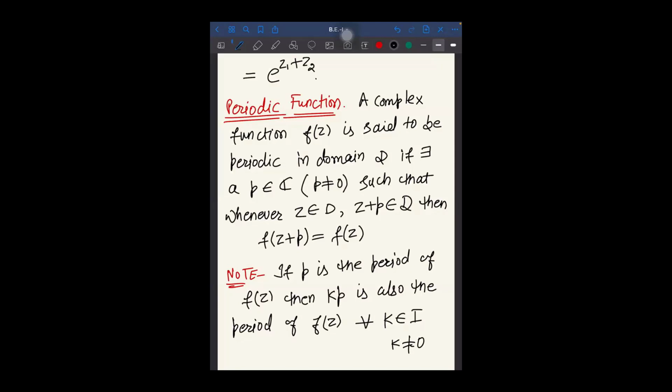Yes, sir. Here we are not able to talk about that smallest thing, right? Like in sine, in real analysis we can talk about the smallest period, p. When we talk about sine, let's say, we are talking about 2 pi. 2 pi and 4 pi are comparable, right? 4 pi is greater than 2 pi.